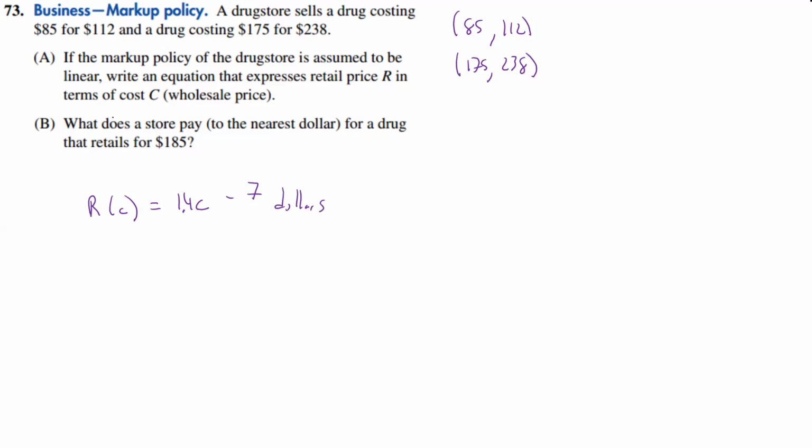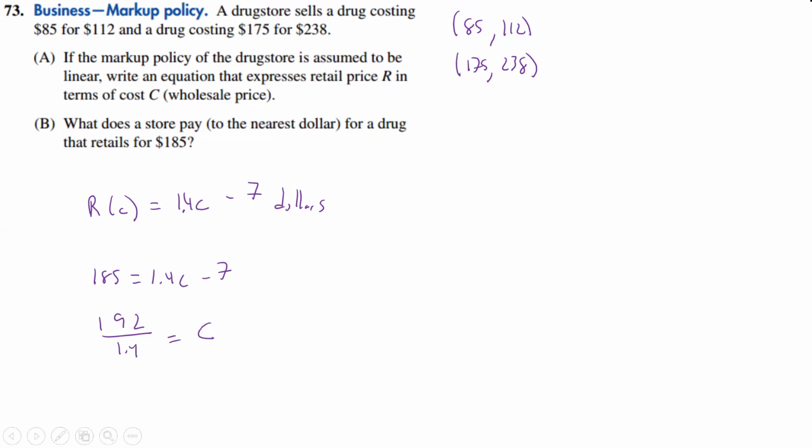Okay. Now, what does a drugstore pay to the nearest dollar for a drug that retails at $185? Well, what does that mean? Well, it retails 185 equals 1.4C minus 7. So you take your 7 over, so you add 7, so it's going to be 192 divided by 1.4, and that's going to be the cost.